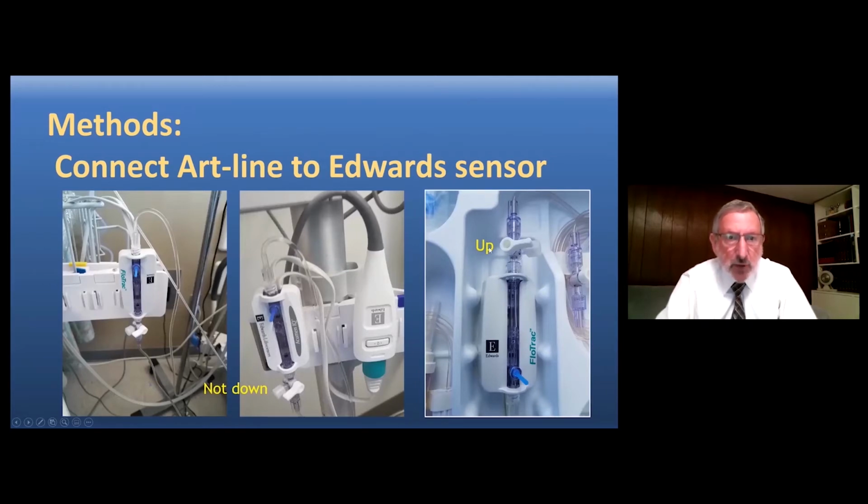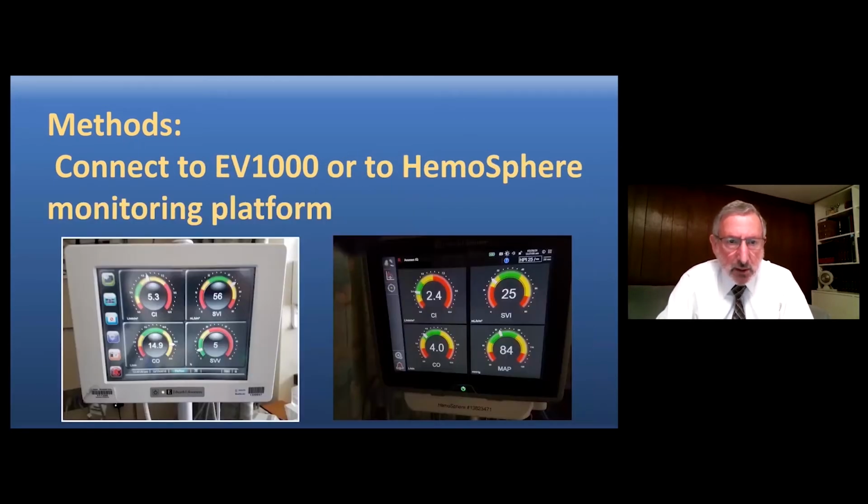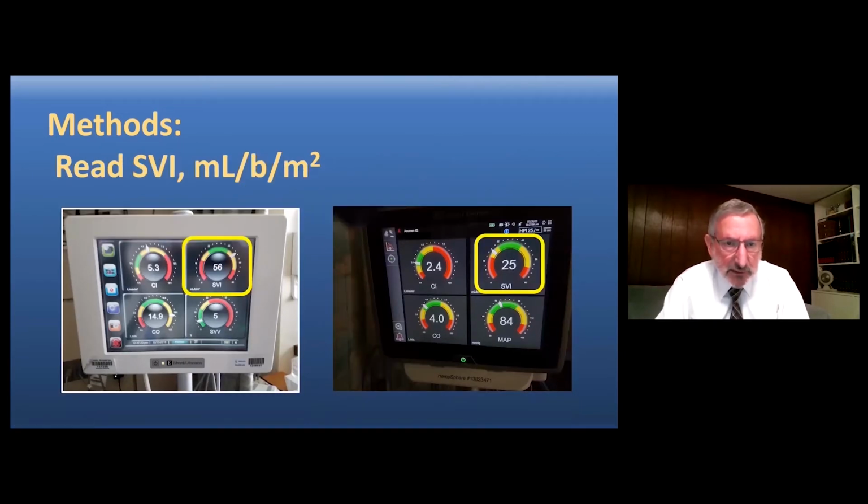Well, when you have the platforms operating, the EV1000 to the left or the Hemisphere to the right, we like displays that show CI, SVI, CO, and either SVV or MAP. So we show the EV1000 and the Hemisphere. Just looking at SVI for this talk, the SVI is 56 to the left, and that's abnormally high, above 50. The SVI is 25 to the right, and that would be abnormally low, at less than 30.